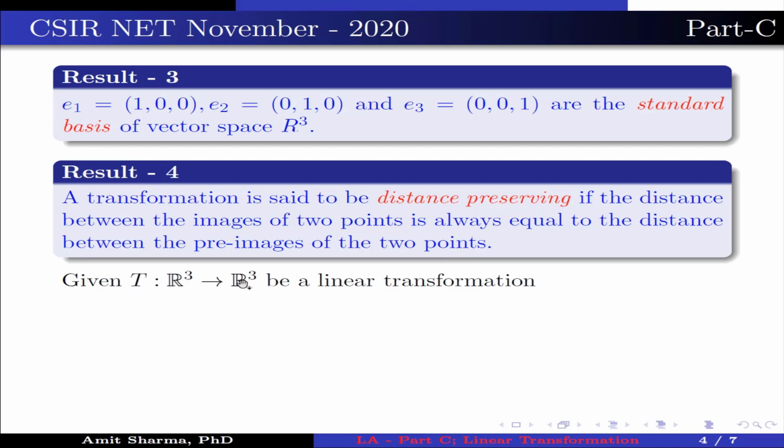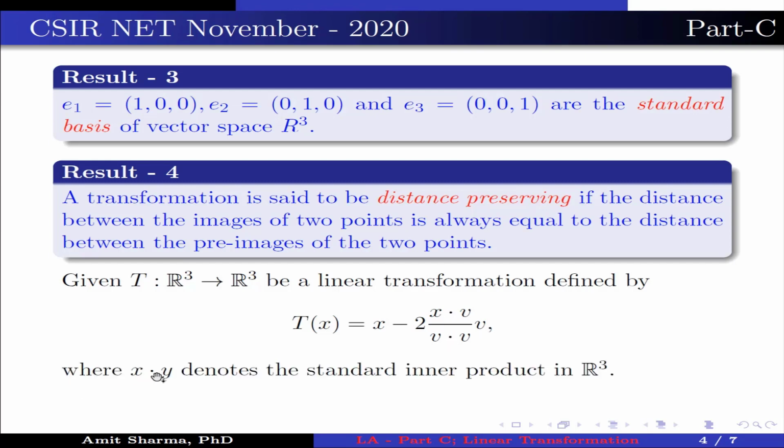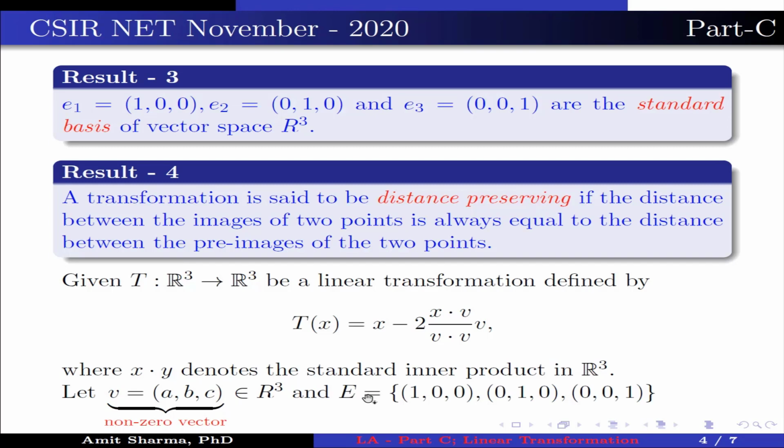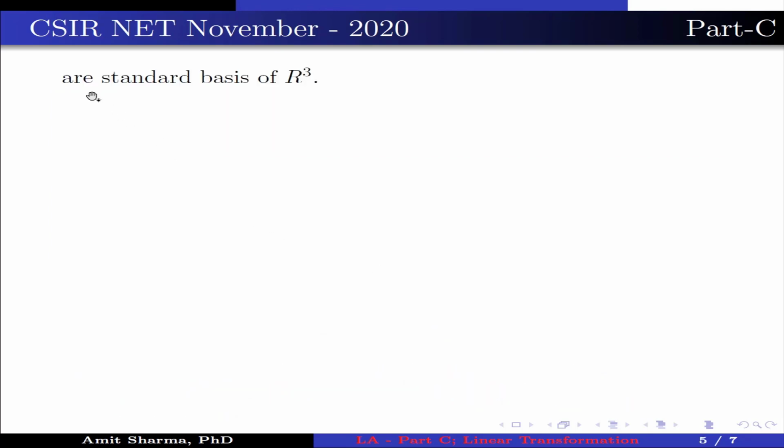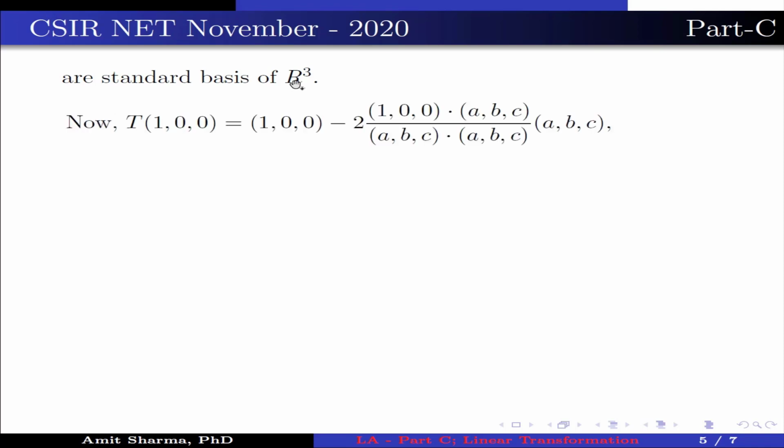Given T from R cube to R cube be a linear transformation defined by T of x is equal to x minus 2 into (x dot v divided by v dot v) into v, where x dot y denotes the standard inner product in R cube. Let v equal to (a, b, c), this is a non-zero vector belonging to R cube, and E containing the vectors (1, 0, 0), (0, 1, 0) and (0, 0, 1) is the standard basis of R cube.